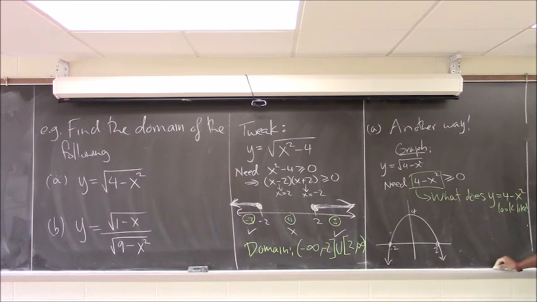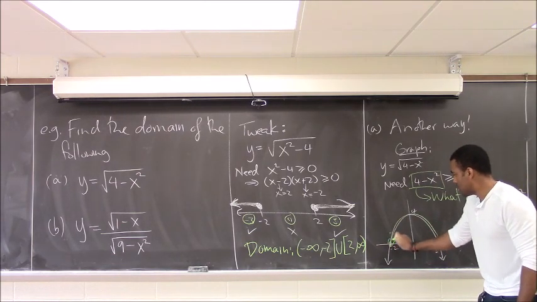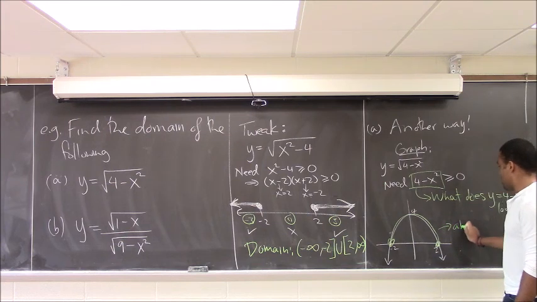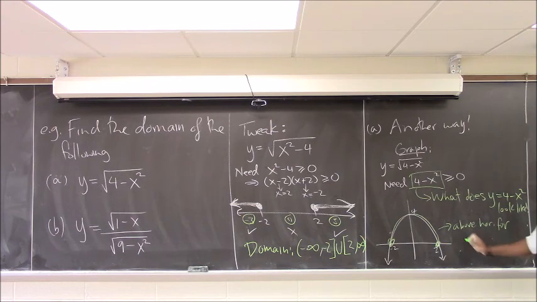And now you can tell from the picture of the graph exactly what you want. Where is the graph greater than or equal to 0? It's just wherever the graph is above the horizontal axis. So notice that we're above the horizontal for x in minus 2 to 2.